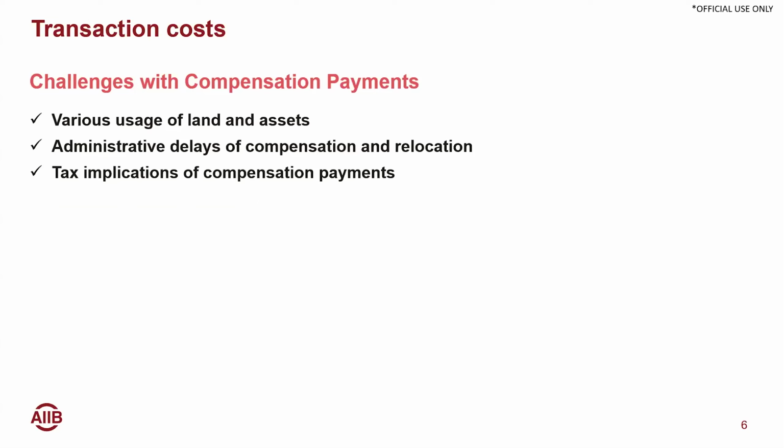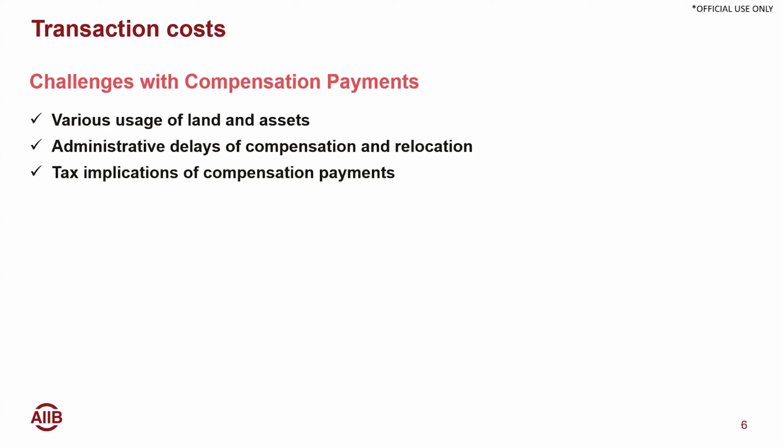And then for the payment, there are various uses of the land and assets. For example, land, the house, or the house that comes with a business or a shop. So when you pay the transaction cost, it's not accurate for all purposes. Maybe it's okay for living, but not okay for business. So we need more discussion with the affected household and relevant agencies.